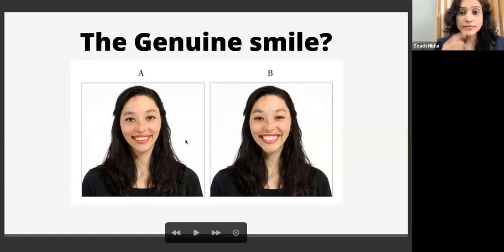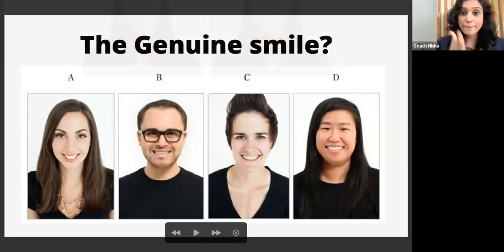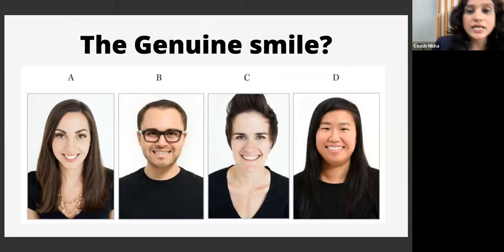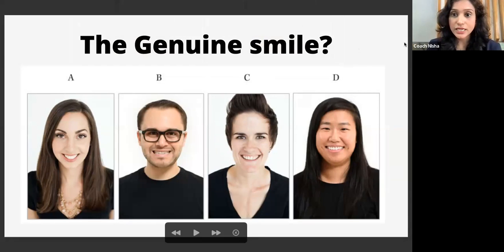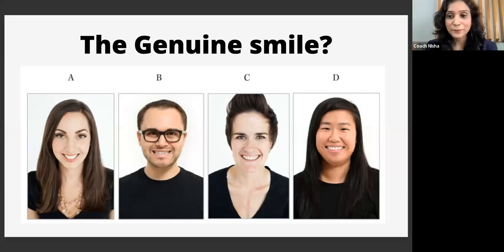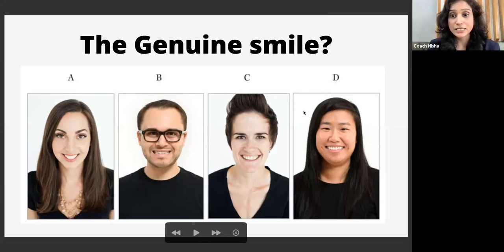Now look at the second picture. Look at A, B, C, and D. Which one would you say is a good smile? Which one would you select as a good smile? Out of A, B, C, D. Don't look at how beautiful or how pretty or how handsome somebody is looking. Look at the smile element, okay? So is it A, is it B, is it C, or is it D? Which one do you vote for as the right smile?